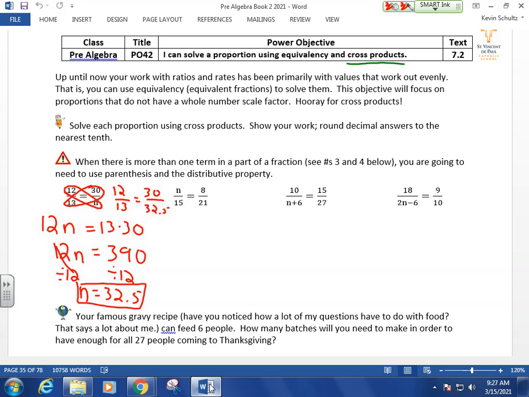Questions on that process? Is this a review from last year? Somewhat? Maybe kind of, sort of? I hope so. Good. All right.